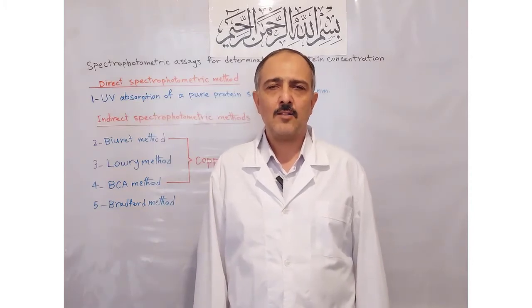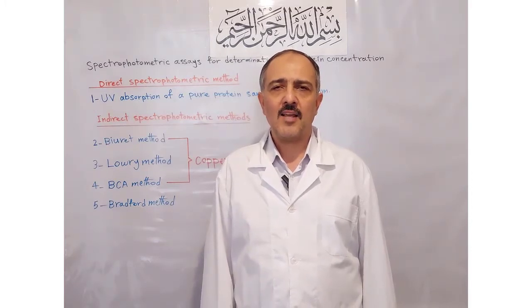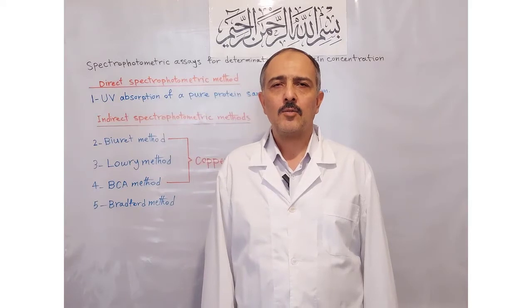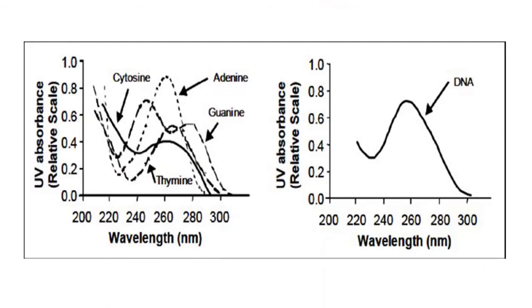Please pay attention that nucleic acids, both DNA and RNA, absorb UV light at 260 nanometer. Nucleic acids are polymers of nucleotides. Nucleotides consist of a sugar molecule, either ribose in RNA or deoxyribose in DNA, attached to a phosphate group and a nitrogen-containing base. Nitrogen-containing bases, including adenine, guanine, cytosine, and thymine in DNA and uracil in RNA account for UV absorption of nucleic acids at 260 nanometer.